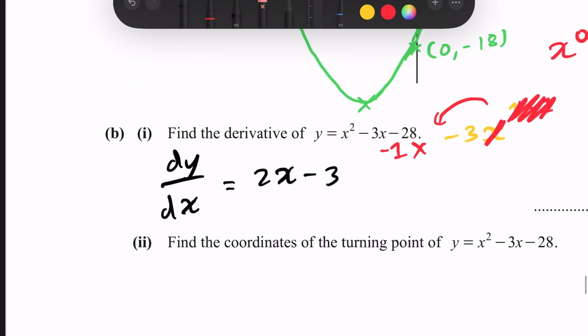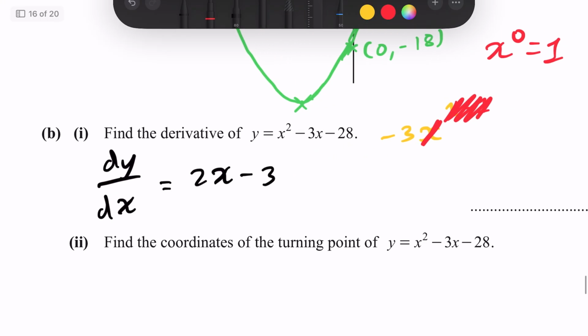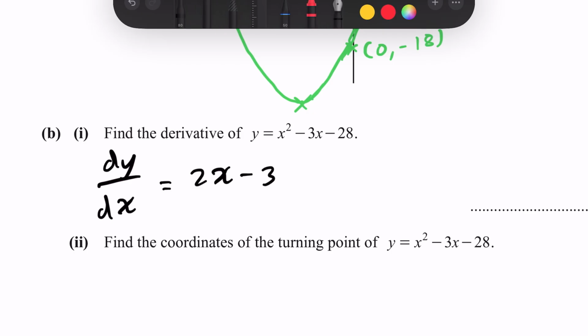And for our third term, minus 28, as you can see, there's no value of x itself. This means that the derivative is equal to 0. So if you try to find the derivative of y with respect to x for any term that does not have x, so in this case a constant like 28, the derivative just becomes 0. Since there's nothing to find the derivative of, because x is not within this term itself. So our final answer is 2x minus 3.